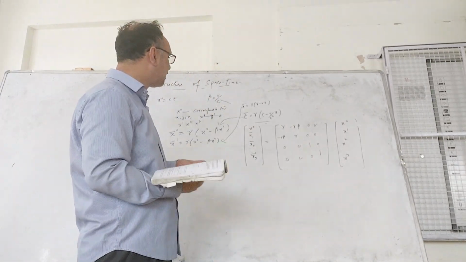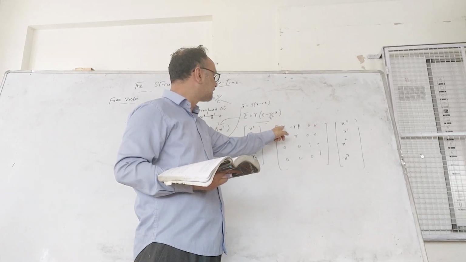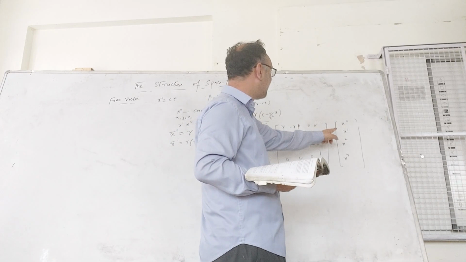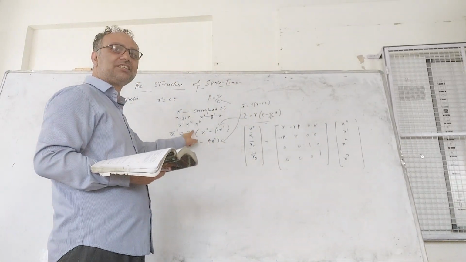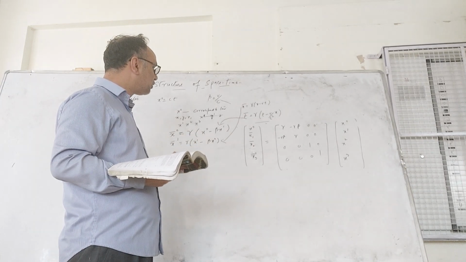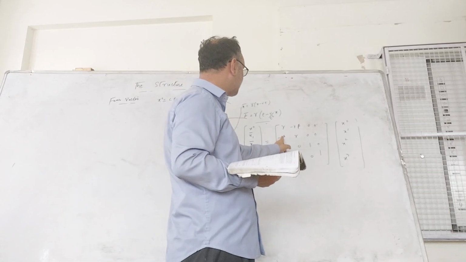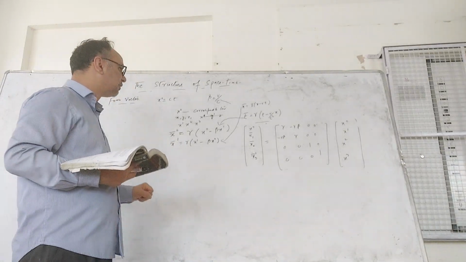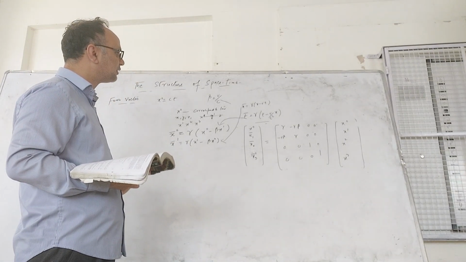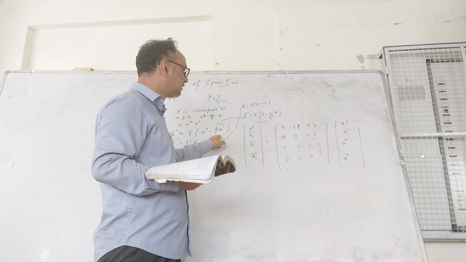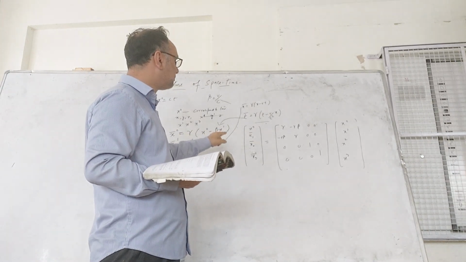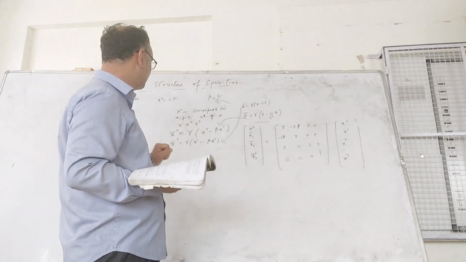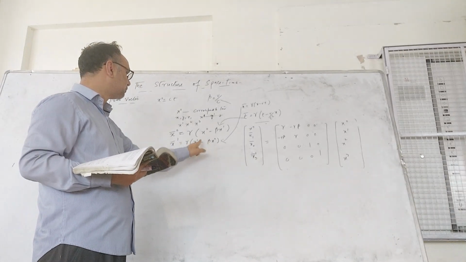Okay, now look, you multiply here and write it like this: x0 bar is going to be gamma times x0 minus gamma beta x1. That is the first equation. And the second equation can also be obtained: x1 bar is minus gamma beta x0 plus gamma x1.